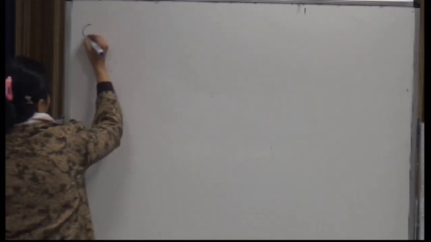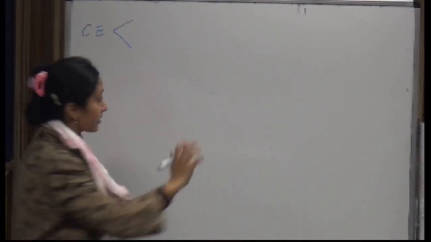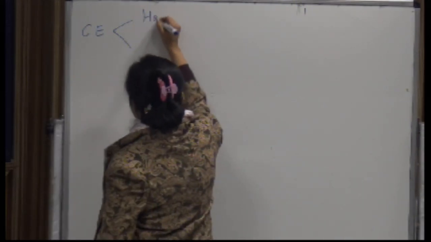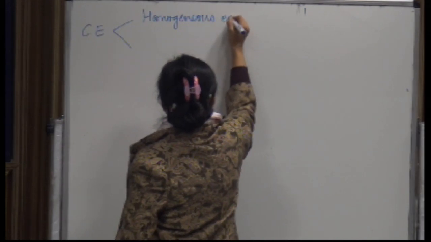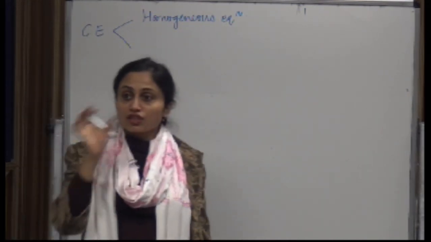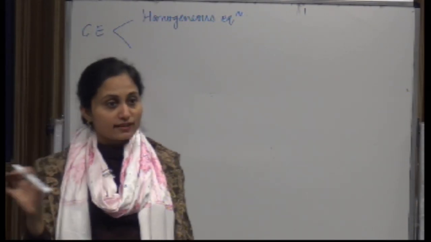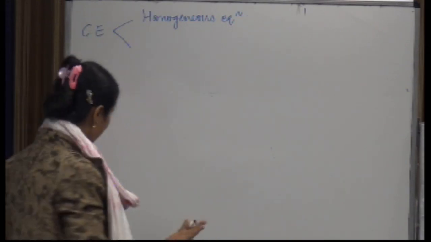Now we are talking about chemical equilibrium. There are two types of equilibrium that we can discuss. One is the case when we have the homogeneous equilibrium. Understand that homogeneous equilibrium state is that in which all the reactants and all the products are in the same phase.